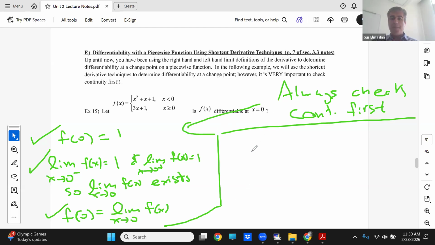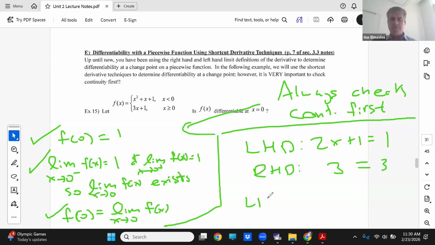So what's the next step? You guys remember? On the left. Yeah, left and right-hand derivative is correct. That's going to be 2x plus 1 for the left hand. Right hand's going to be 3. So the left-hand derivative is going to equal 1, but the right only equals 3. So those are not the same. So f of x is not differentiable at x equals 0.